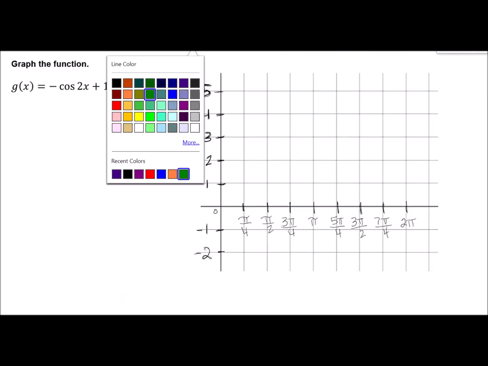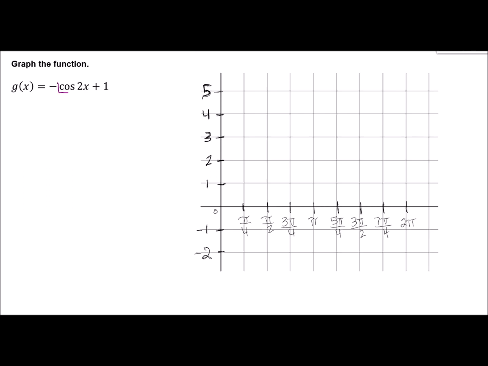Okay, cosine. Let's do the same thing. Start with purple. This right here is my basic function. So first thing I'm going to do is graph y equals cosine of 2x. It's got an amplitude of 1 and a period of 2 pi over 2, which is our b right here, or pi.